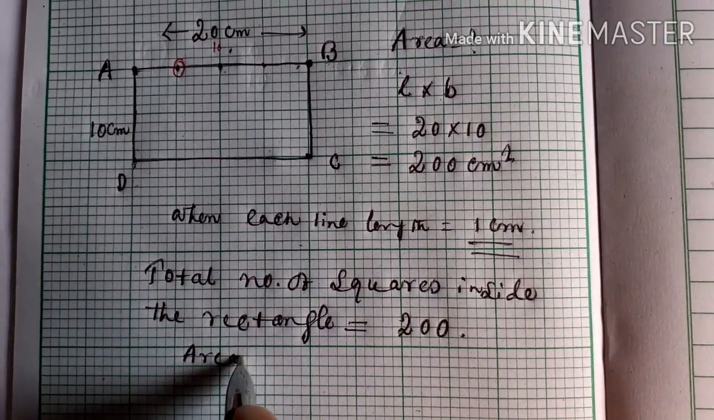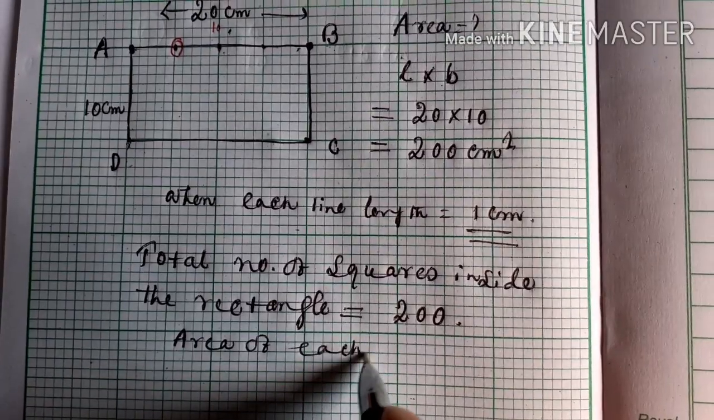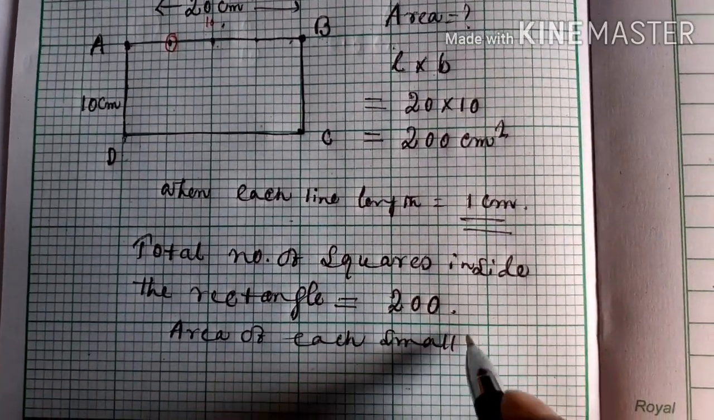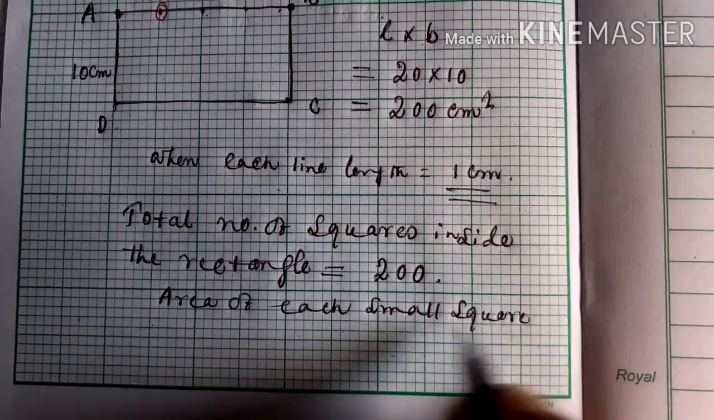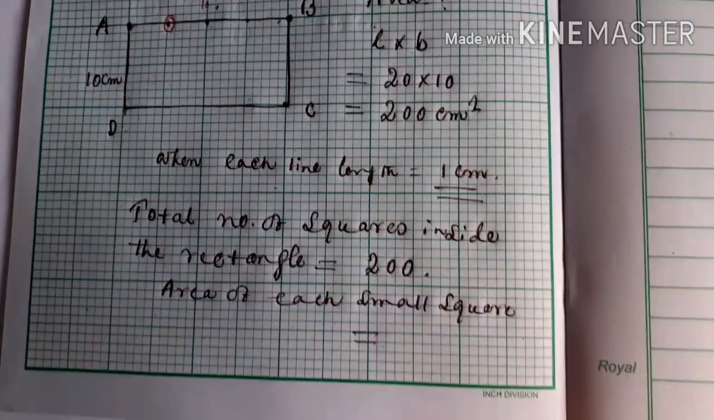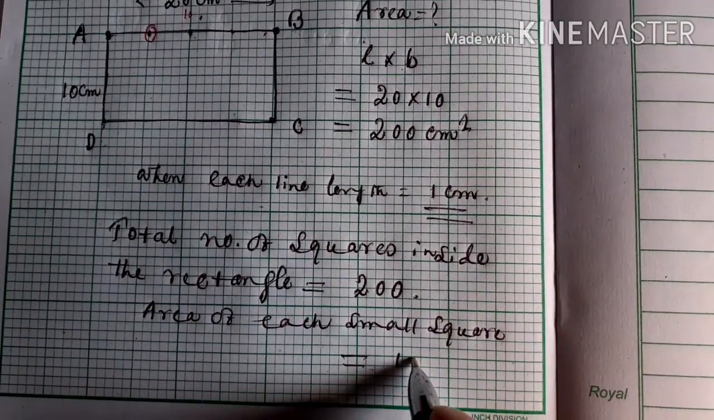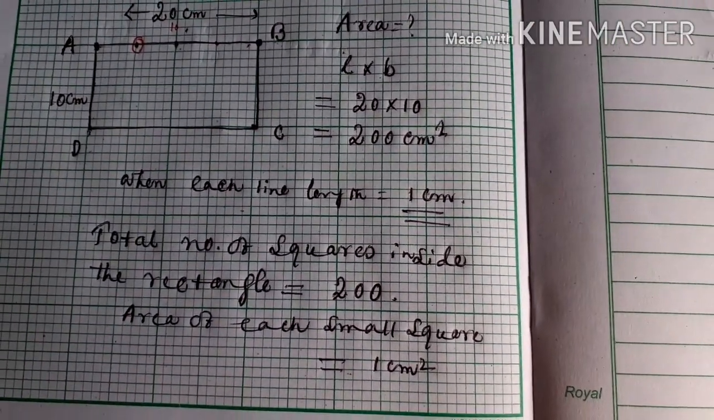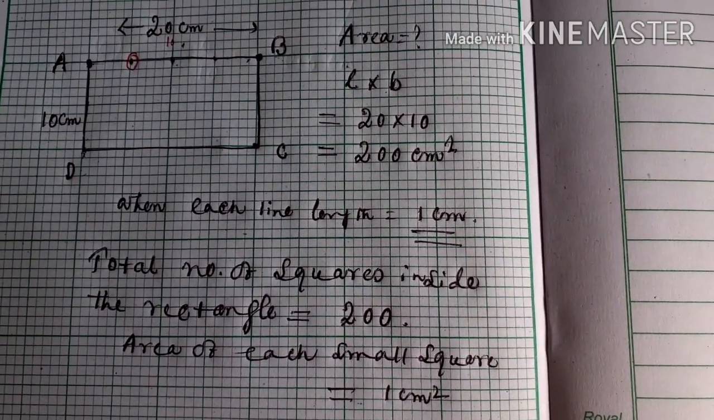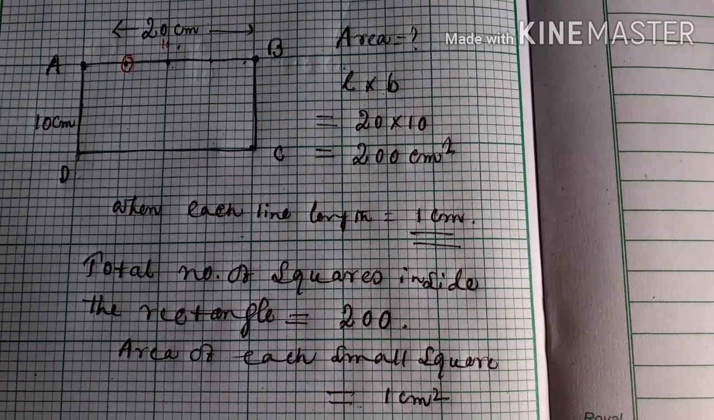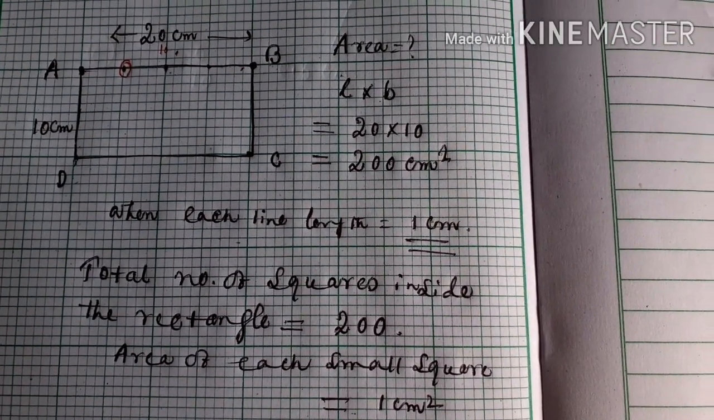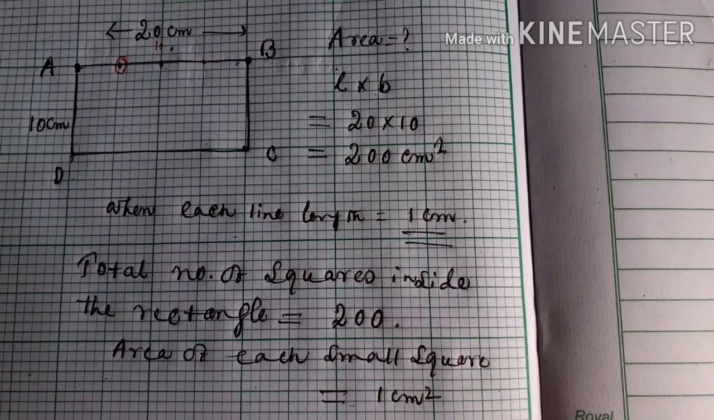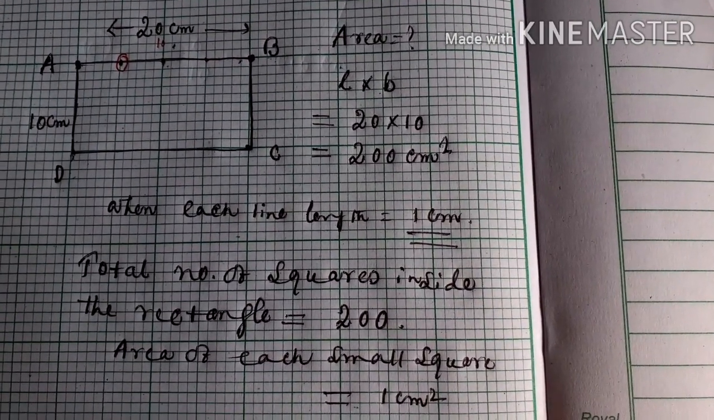Area of each small square is equal to how much? Area of each and every small square is equal to 1 centimeter square, because the length is also 1 centimeter. You know that all sides of a square are always the same. So 1 centimeter length, breadth, height, all these are 1 centimeter. So 1 into 1 you get 1 centimeter square.